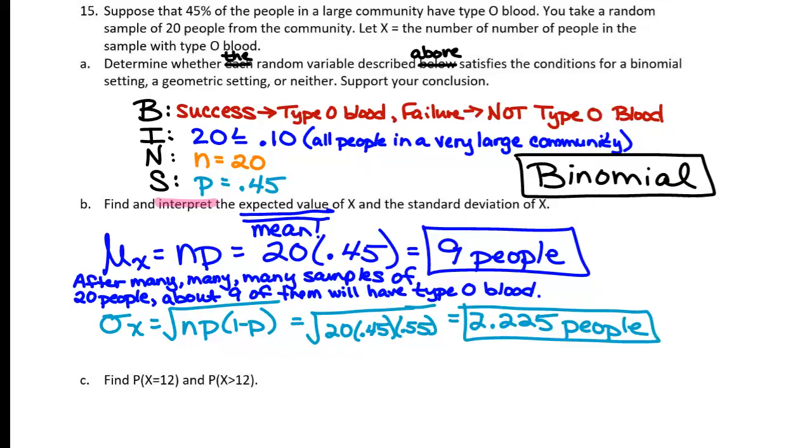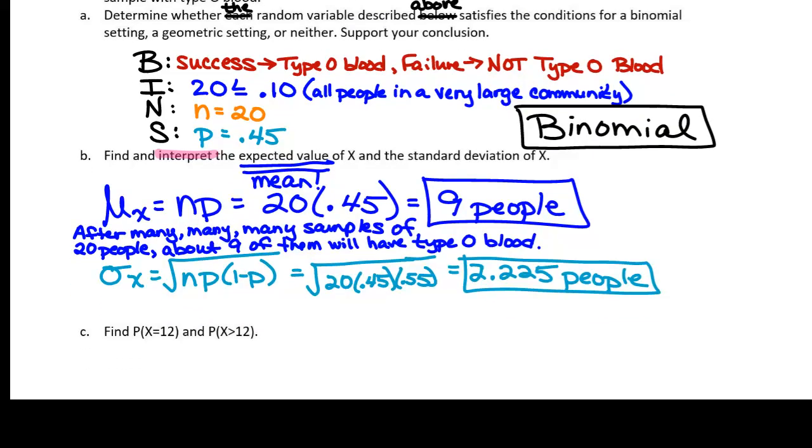After many samples of 20 people, about 9 of them will have type O blood. David, was your question about this or about the next piece? Okay.